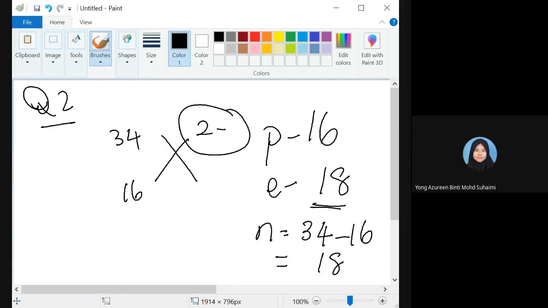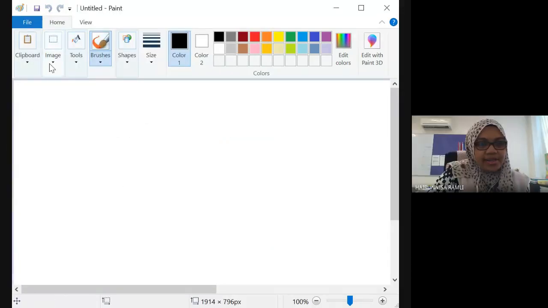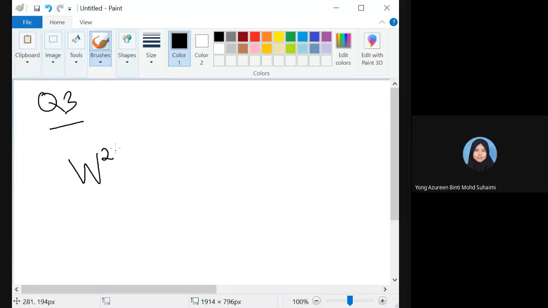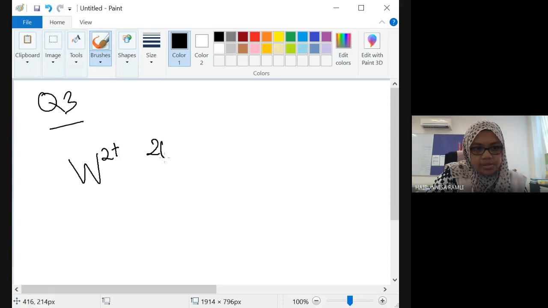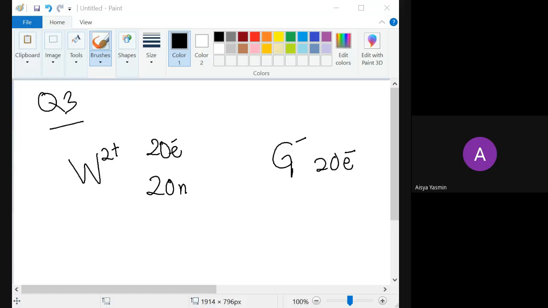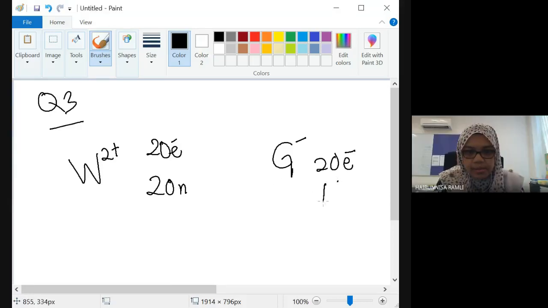Okay, question three. We have W 2 plus with 20 electrons and 20 neutrons. At the same time, we have G minus with 20 electrons and 19 neutrons. Write a complete symbol in the form of X. When it says in the form of X, it means the notation, for atom W and atom G.